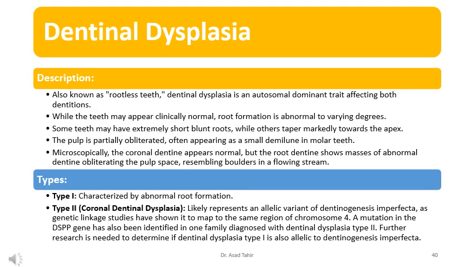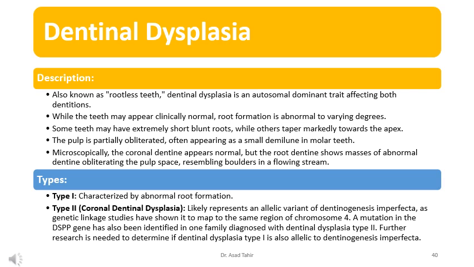Dentinal dysplasia. Description: also known as rootless teeth, dentinal dysplasia is an autosomal dominant trait affecting both dentitions. While the teeth may appear clinically normal, root formation is abnormal to varying degrees. Some teeth may have extremely short blunt roots, while others are markedly constricted towards the apex. The pulp is partially obliterated, often appearing as a small chevron in molar teeth.